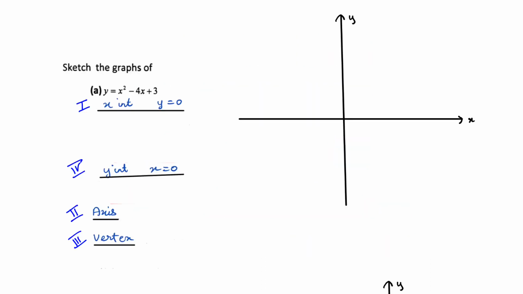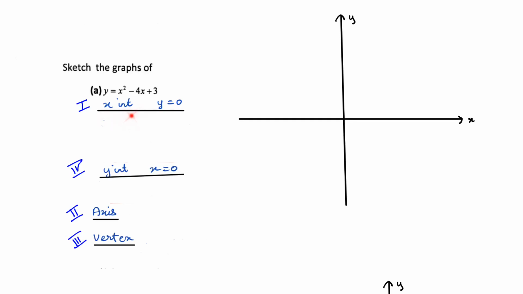Hi, welcome to this tutorial of sketching the graph of quadratic equation. In this video, we are going to use the method of factorization. There are four things that you need to find. One is the x-intercept, y-intercept, the axis, and the vertex.